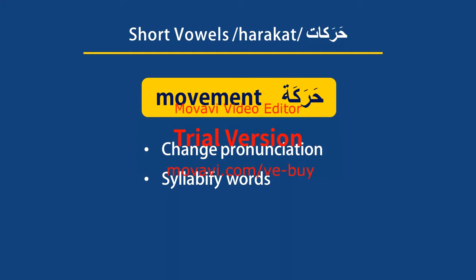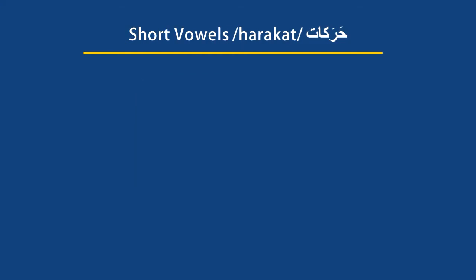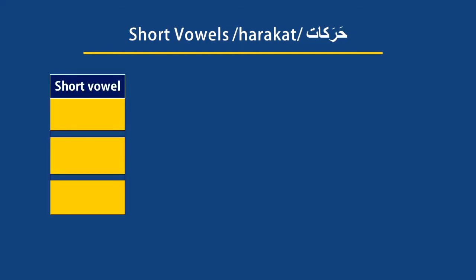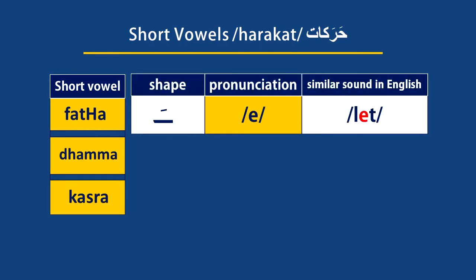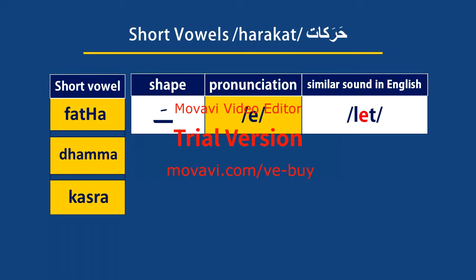Harakat are very important to master, as they change the meaning of words even when they have the same letters. Remember, harakat are not letters. Now let's have them in detail. The harakat are three. They are fatha, dhamma, and kasra. The fatha is a slanted small line positioned over a letter. The pronunciation of fatha is the same as the pronunciation of the sound e in the word let.